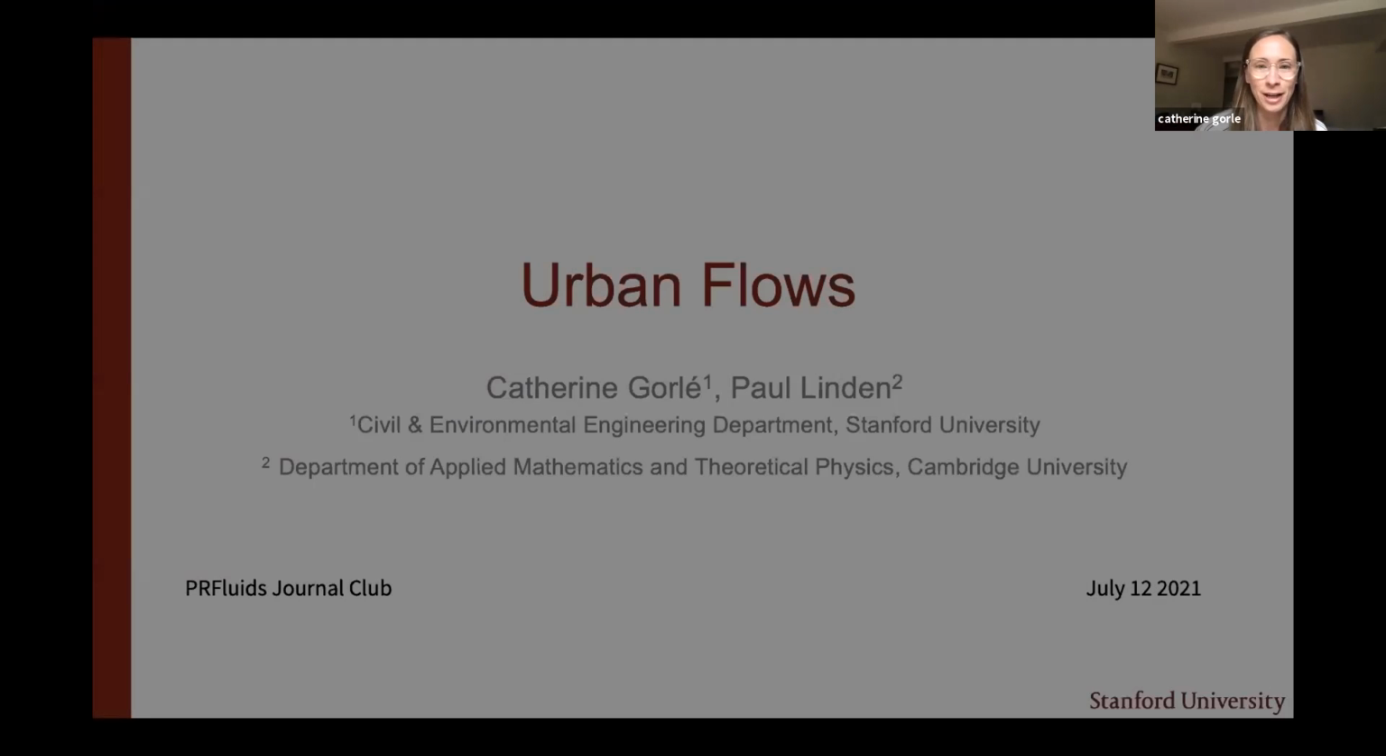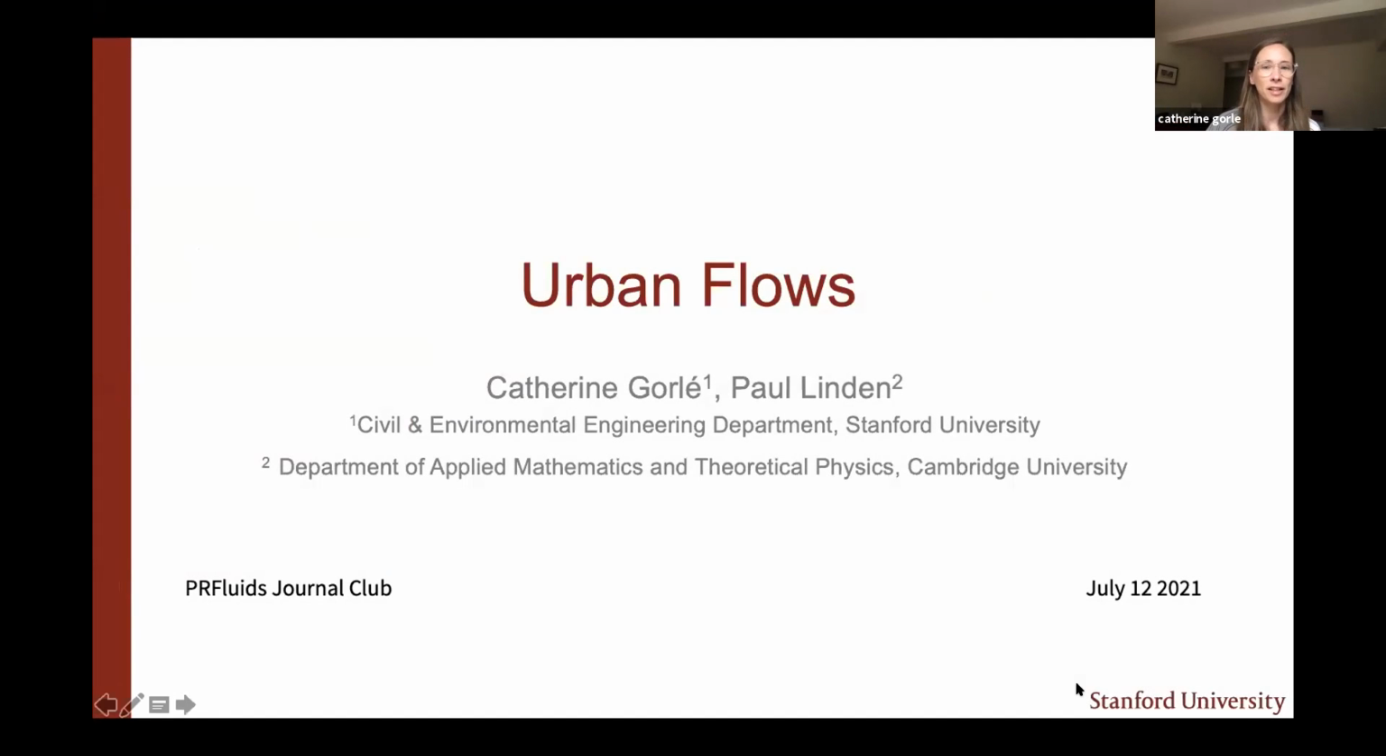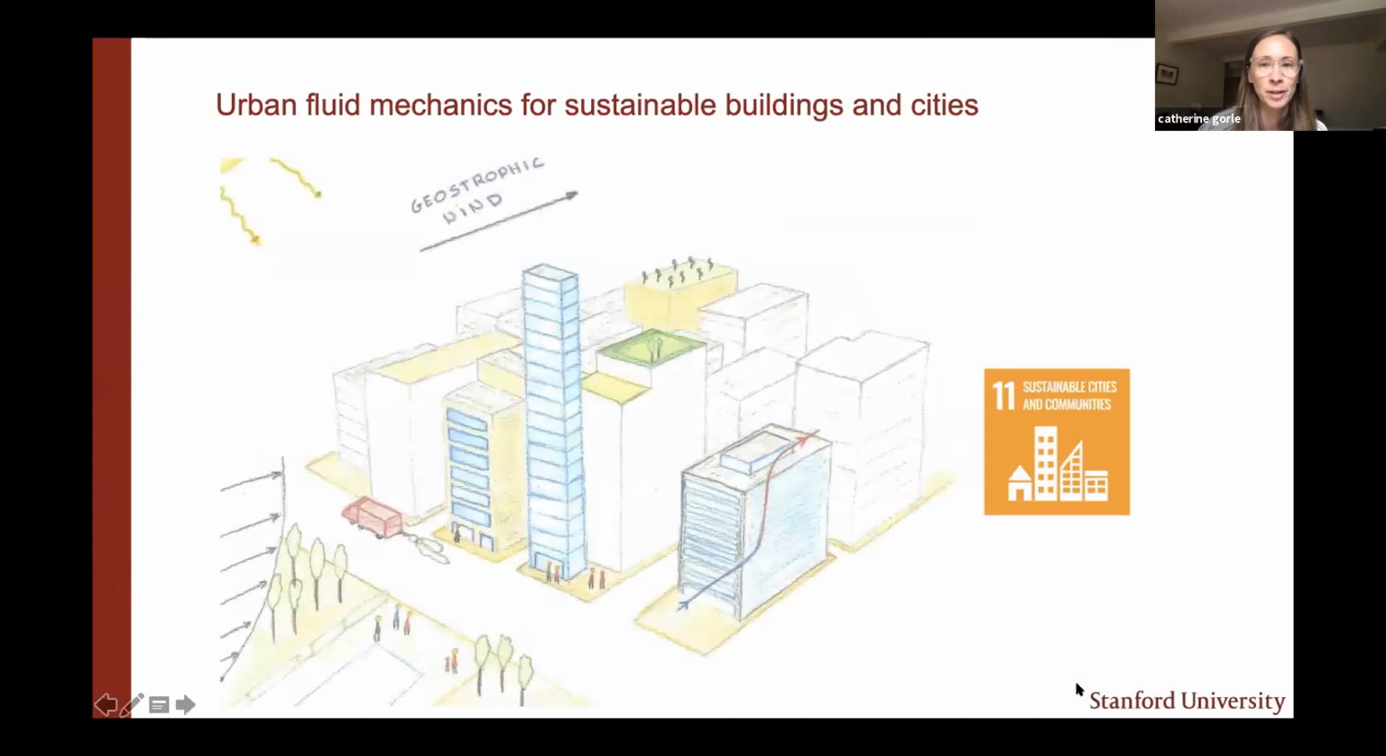Okay. So I wrote this section together with Paul Linden from Cambridge University. If you go to the next slide, Tom, there is of course a close link between urban flows and sustainable cities and communities. It's a really big challenge that we're facing here, because with the rate of urban migration, we would have to build a new city for 1 million people every week. So the challenge should not be underestimated.